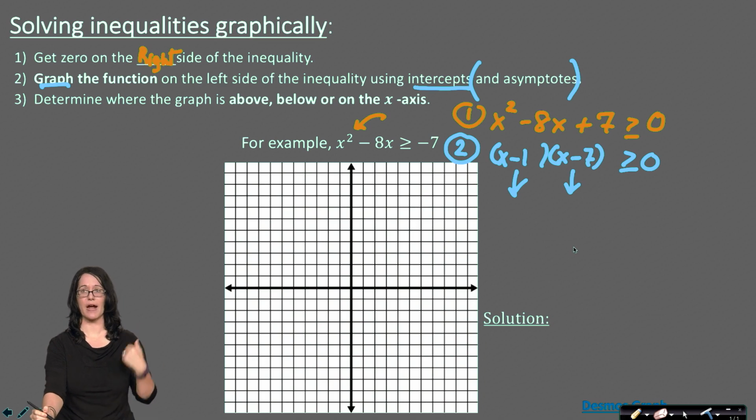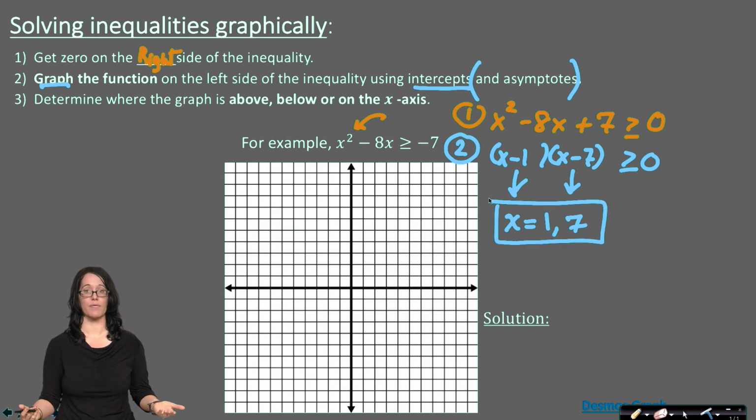We've studied polynomial graphs in the past. If this is f of x equals x minus 7 times x minus 1, what are my two x-intercepts? That's right, x could either be 1 or x could be 7. Both of those would zero out the function. They're called real zeros of the polynomial.